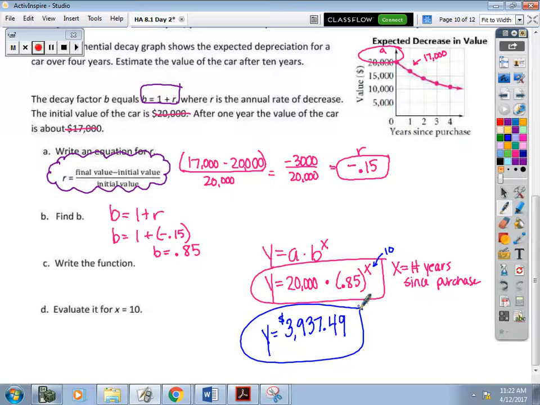Okay, so this one was a little bit more involved because you had to find the R value. Most of the other ones you're just going to use the R value that they give us.